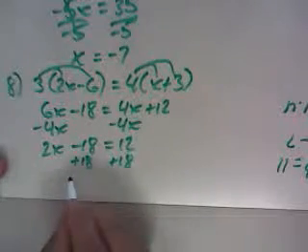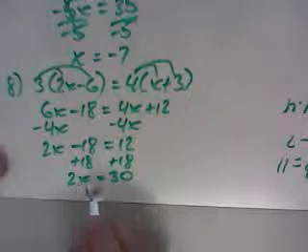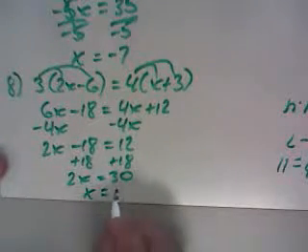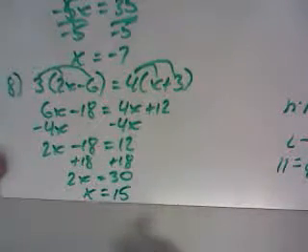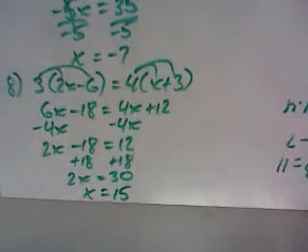Then we can add 18 to both sides. So 2x is equal to 30. And if I divide both sides by 2, x is equal to 15. And that's number 8. Let's go ahead and turn to the back side then and see if we can do some of the back side as well here.